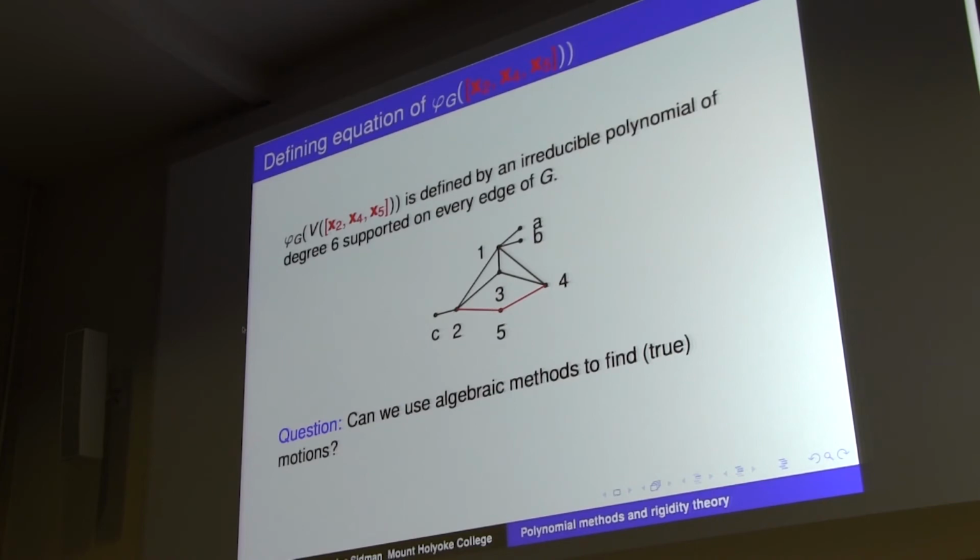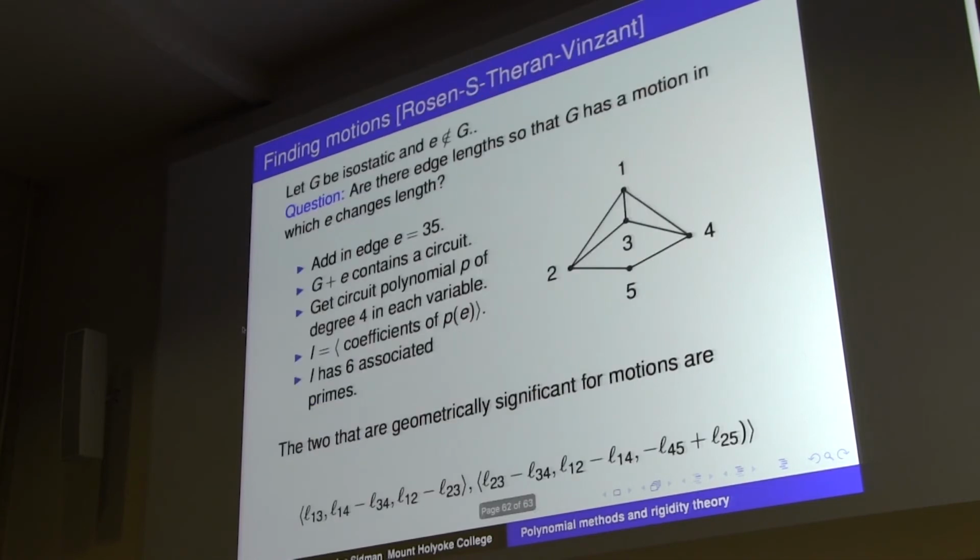This still is just telling us about infinitesimal motions. And I want to end by talking a bit about how we can use algebraic methods to find true motions. I think in rigidity theory, they call them finite motions. I was confused by that when I first started. It's opposed to infinitesimal, right? Infinitesimal motions are like attaching little vectors to your vertices. And then there are finite motions, which are the continuous things that David was talking about.